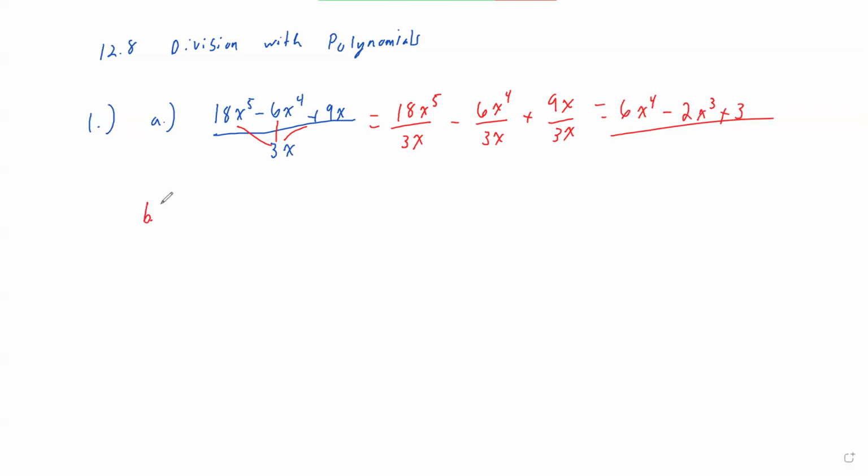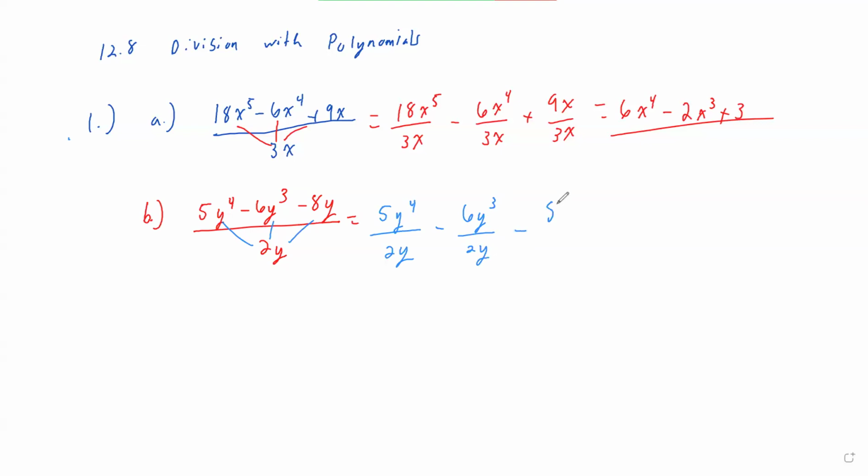All right, so let's try another one. Let's try B. B is 5y fourth minus 6y cubed minus 8y divided by 2y. So I'll separate each one of those into three parts. So I get 5y to the fourth divided by 2y minus 6y cubed divided by 2y minus 8y divided by 2y. I cannot simplify 5 over 2, so it just stays 5 over 2.